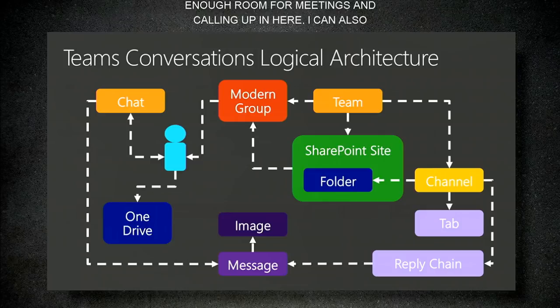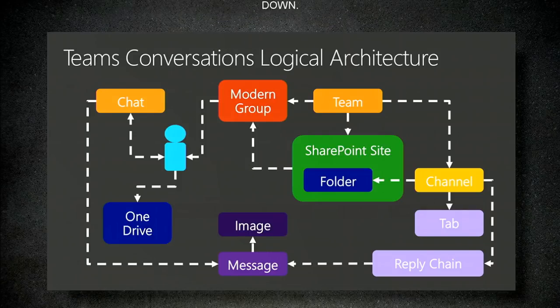In each channel, you've seen one of the differentiators in Teams is this built-in reply chain or threaded discussions in our channels. So in each channel, we also have a set of reply chains or threads where we can keep track of those replies separately from the next chain down. Each channel has a set of messages, and those messages can have images.